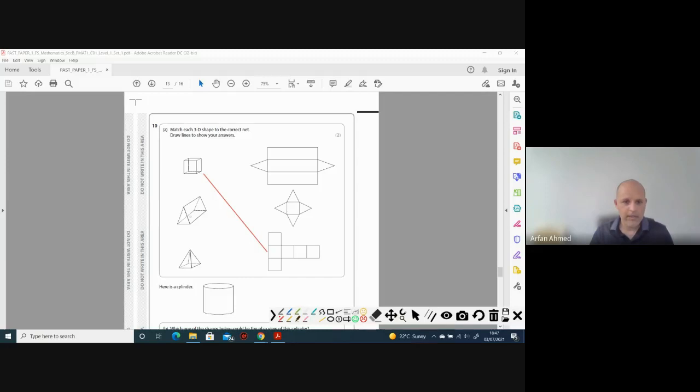This one right here, triangular prism, is made up of triangles and rectangles. So definitely that one. And that's a square-based pyramid. That's definitely that one. Yeah, it's got a square for the base, and you've got triangles for the side. Yep. Dead easy. 2 marks for that.